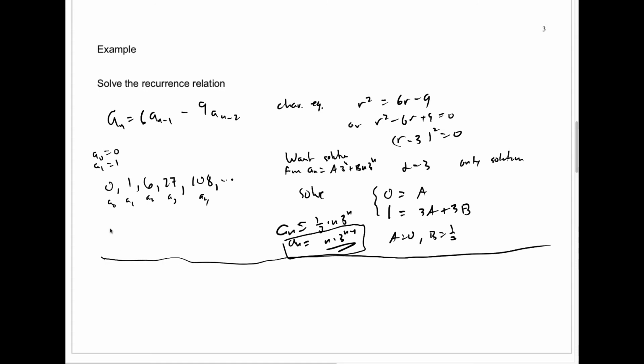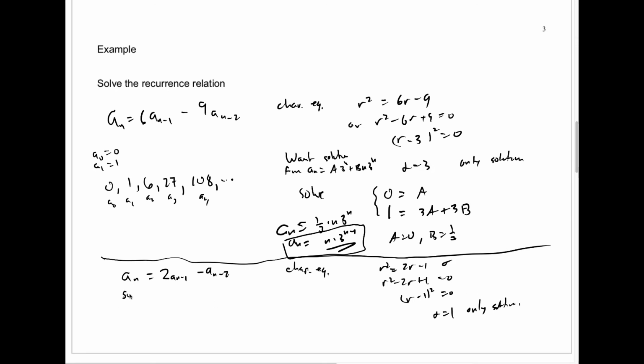Let's look at another example, which might seem a bit strange. Let's say we have the recurrence relation a sub n equals 2a sub n minus 1 minus a sub n minus 2. And before we look at an example with the initial terms, we can see immediately that the characteristic equation is just r squared equals 2r minus 1, or r squared minus 2r plus 1 equals 0. That's immediately seen to be r minus 1 squared equals 0. Alpha equals 1 is the only solution.